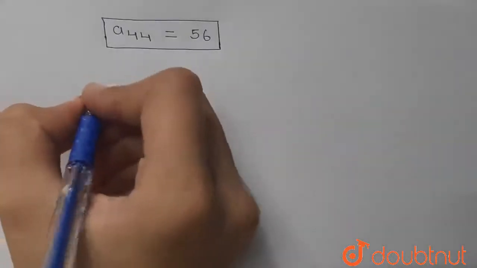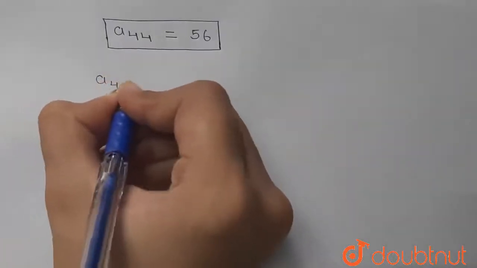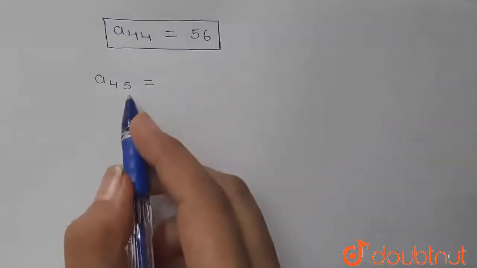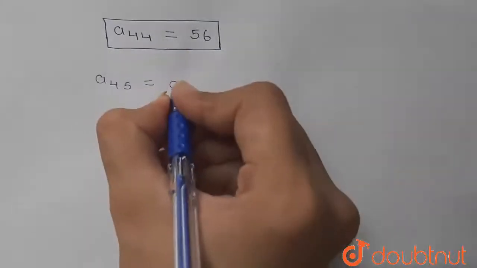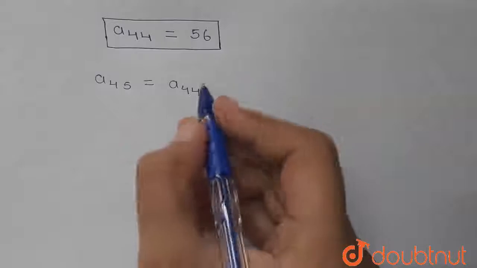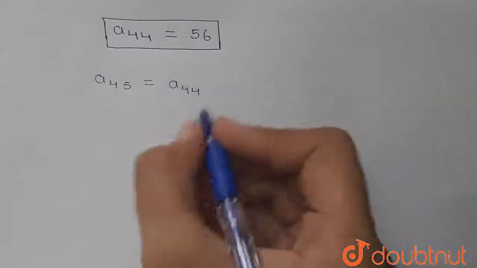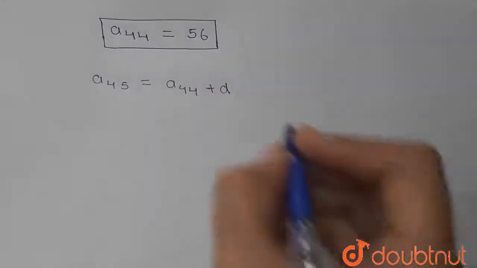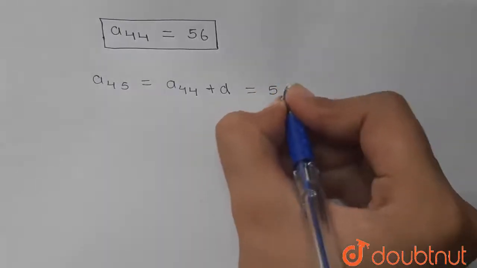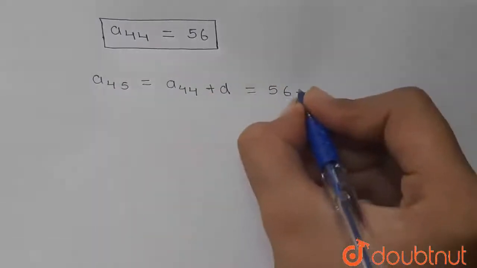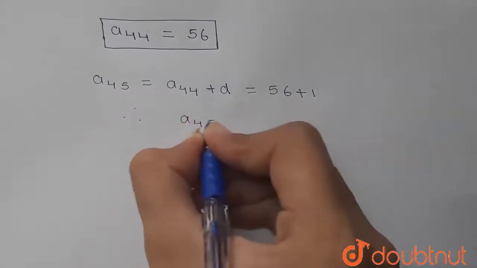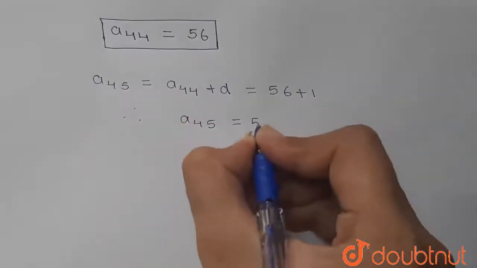Similarly, we will calculate a45. a45 is just the next term of a44, right? So we can add the common difference to a44 to get the next term. So we can write this as a44 plus d, that is 56 plus 1. Therefore, we are getting the value of a45 equal to 57.